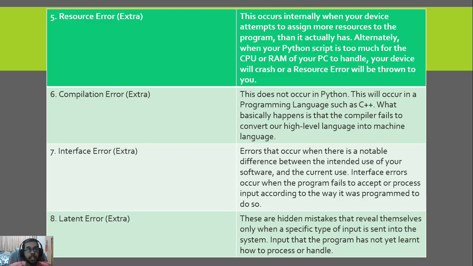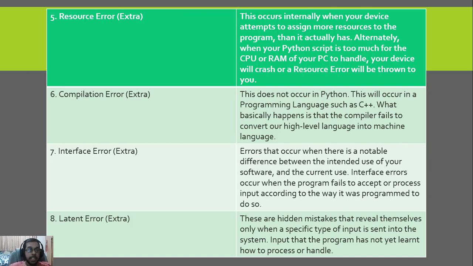Number 5. Resource error. Extra. This occurs internally when your device attempts to assign more resources to the program than it actually has. Alternatively, when your Python script is too much for the CPU or RAM of your PC to handle, your device will crash or a resource error will be thrown to you. Number 6. Compilation error. Extra. This does not occur in Python. This will occur in a programming language such as C++. What basically happens is that the compiler fails to convert our high-level language into machine language.